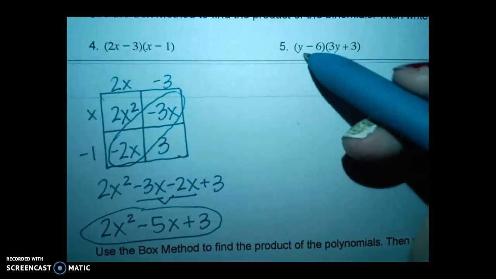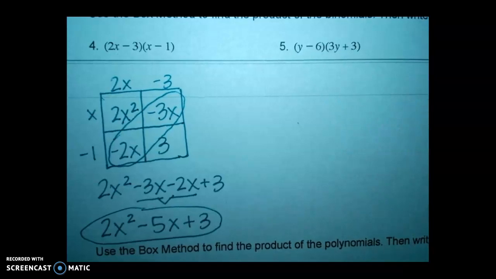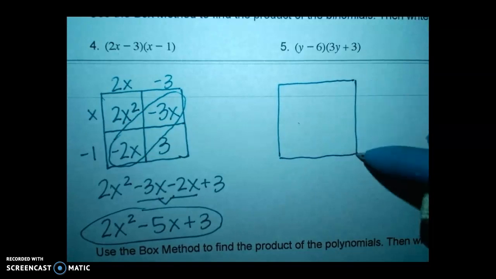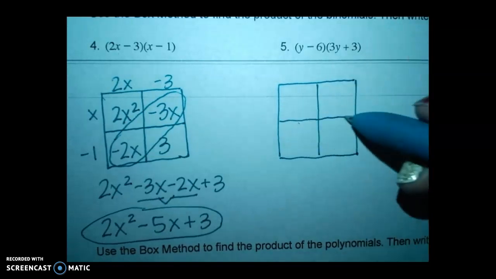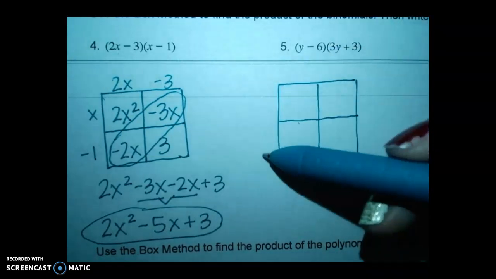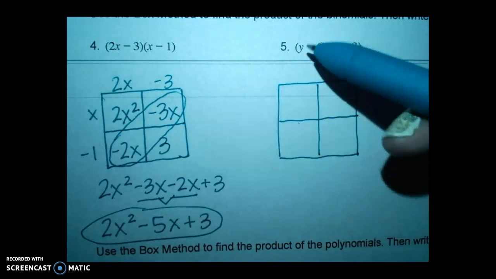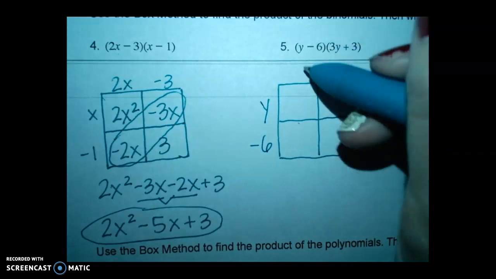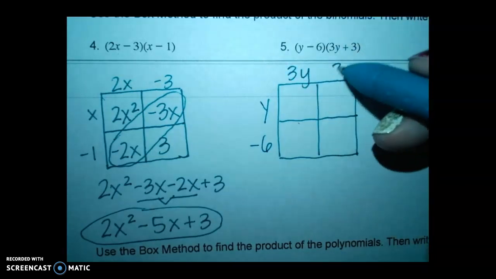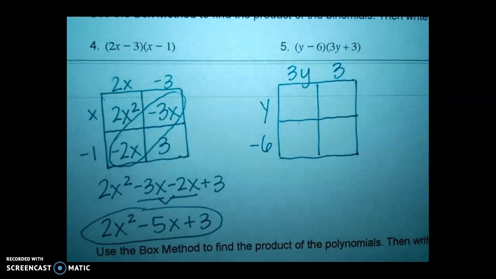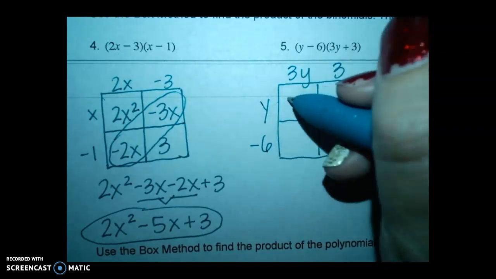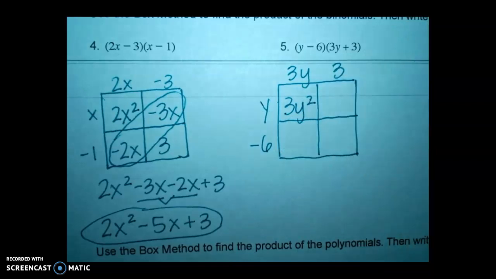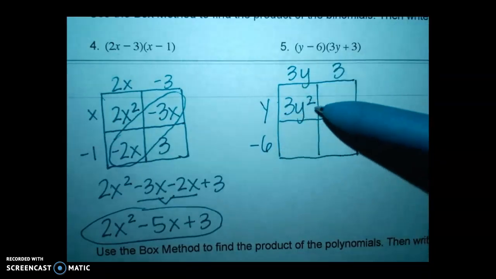Okay, so on number 5, it's another binomial by a binomial. So you're going to once again set up a 2 by 2 box, 2 columns, 2 rows. Just to show you that you could put the first set down the side, we'll do that this time. So y minus 6 down the side, and 3y plus 3 across the top, and then you're just going to fill them in by multiplying. So 3y times y is 3y squared. Your first one's almost always squared or cubed, just not always, but just make sure you have that.